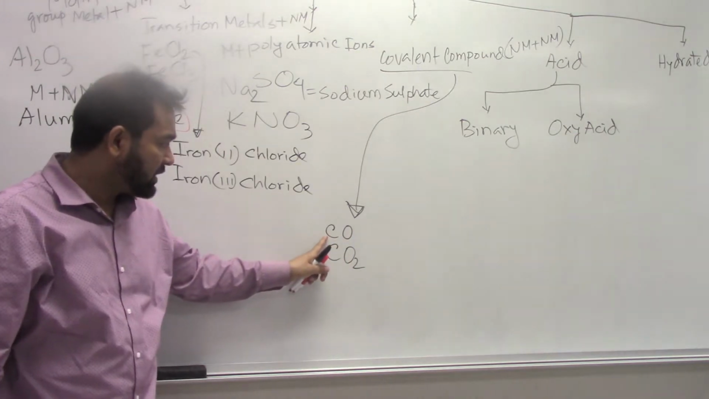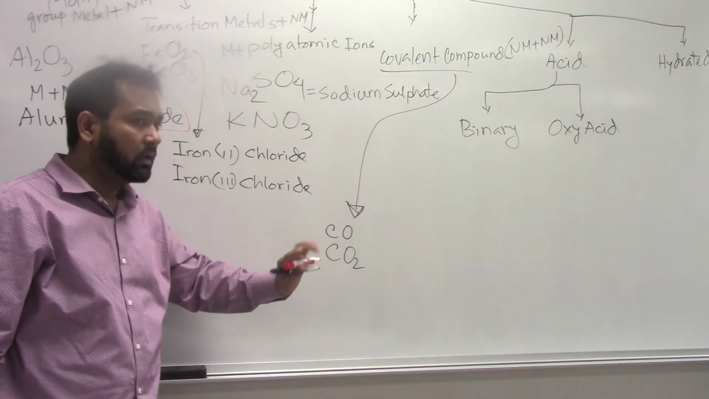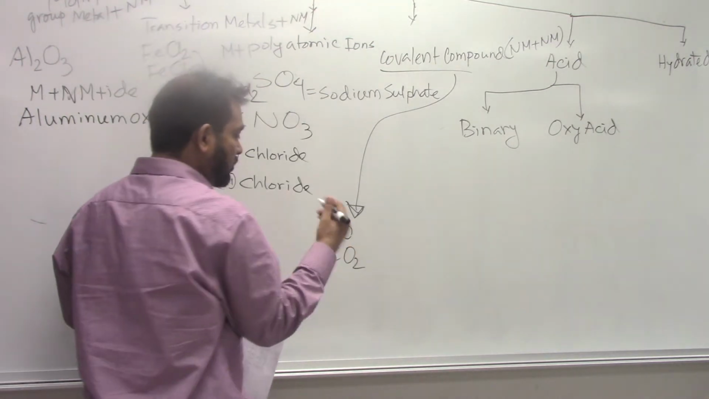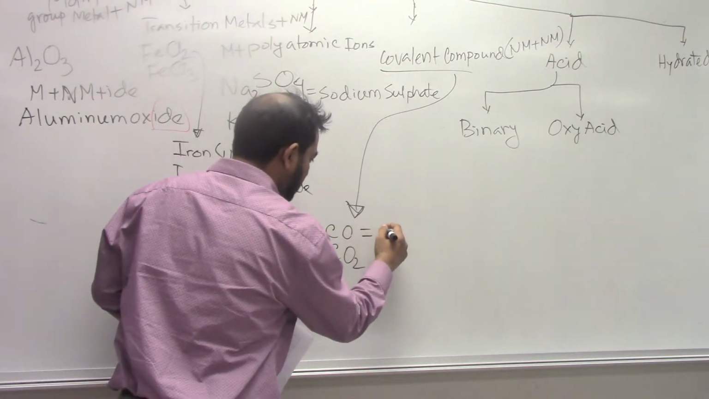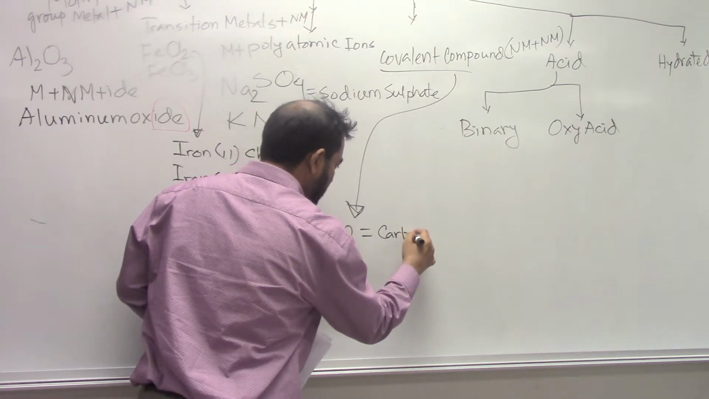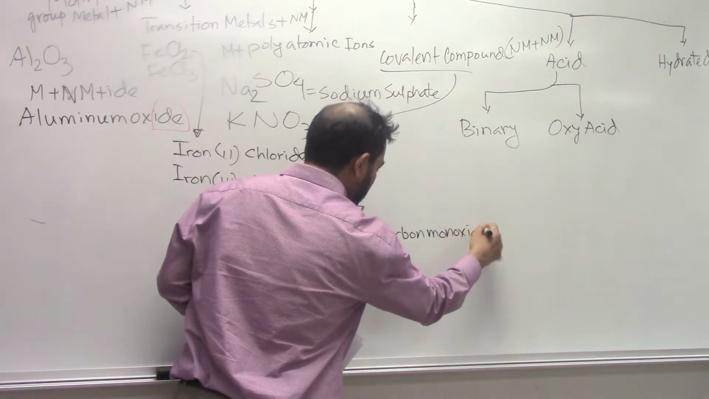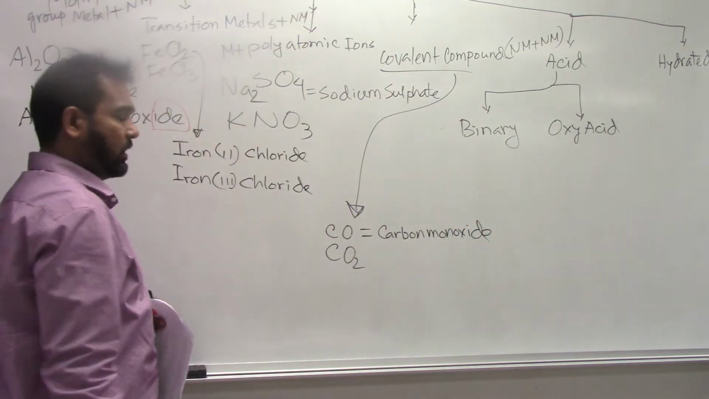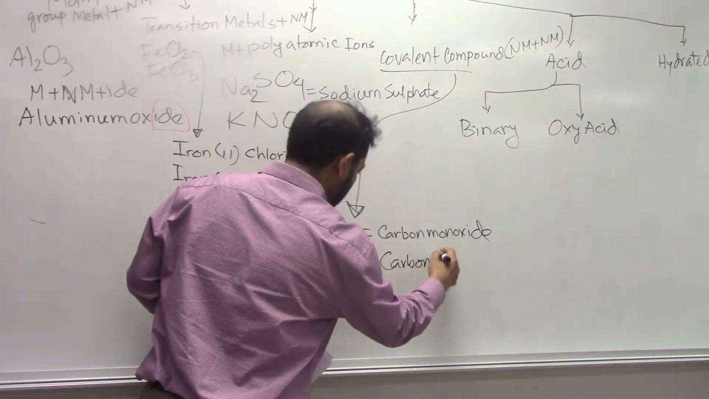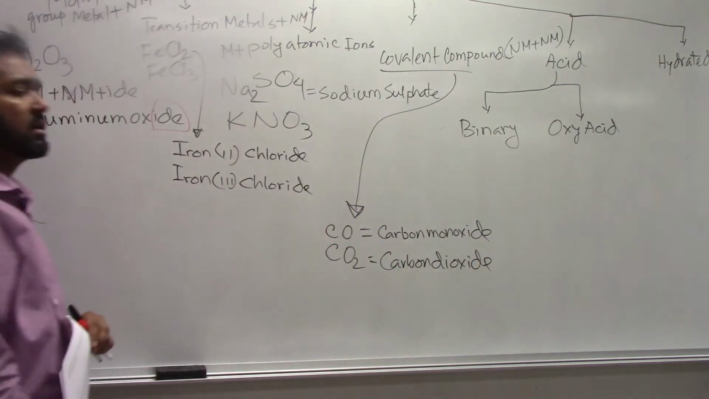If the atom on the left side, the one at the front, is 1, you don't say mono. But the right side does get mono, di, tri, like that. So carbon monoxide. And this one is carbon dioxide. Carbon monoxide, carbon dioxide, like that.